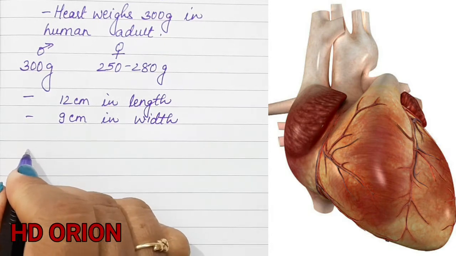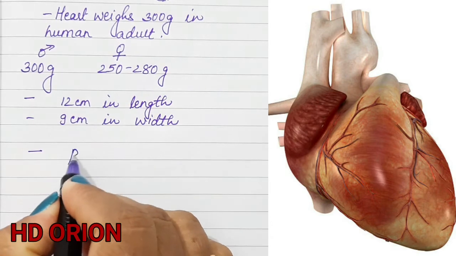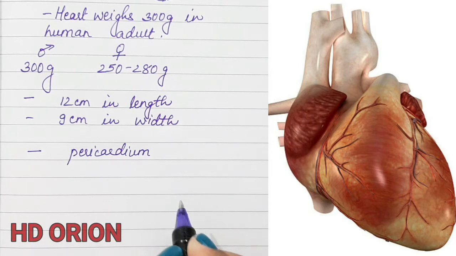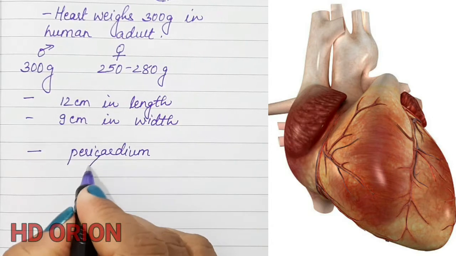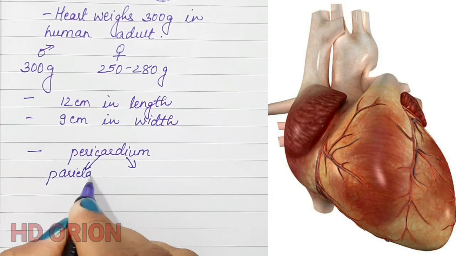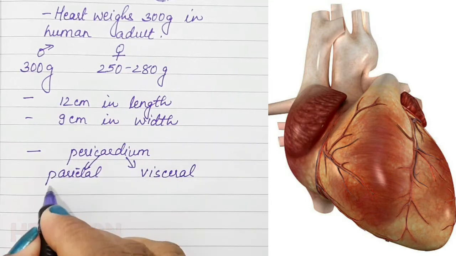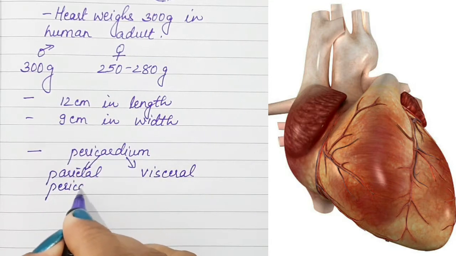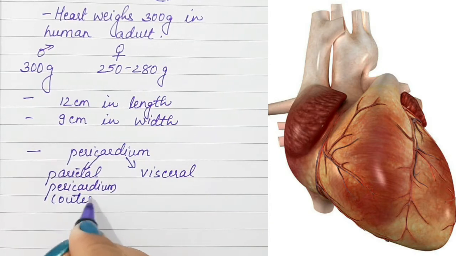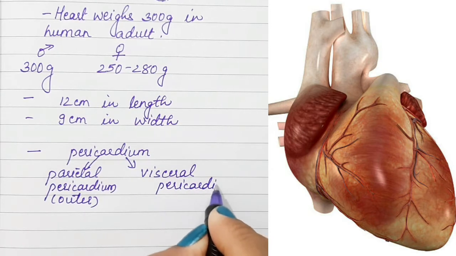The heart, let us talk about the walls of the heart. The heart is externally covered by the pericardium. So this is the external layer, and this is further made up of two layers, the parietal pericardium and the visceral pericardium. The parietal pericardium is placed outer, and the visceral pericardium is inner.